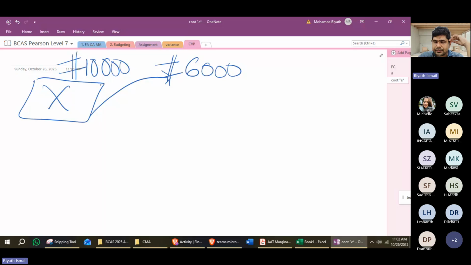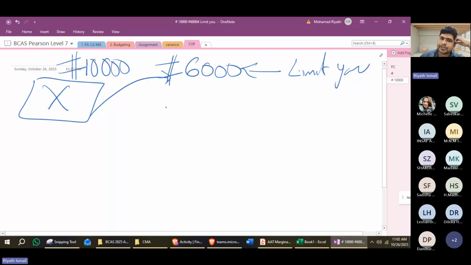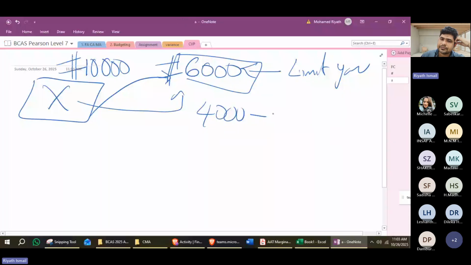Your existing machine and resources are able to produce 10,000 units. But in the market, you can't sell more than 6,000 units in the current scenario. So it limits your production. You limit your decision. So how many units can you produce maximum? 6,000, and 4,000 units we can't produce. It's idle. It makes you idle.